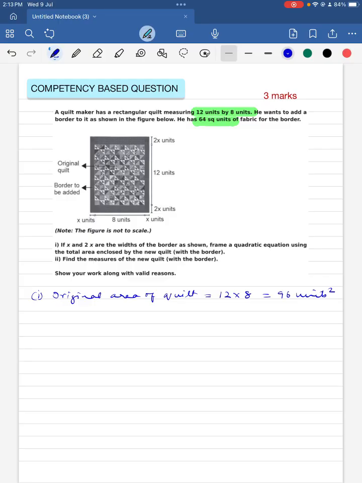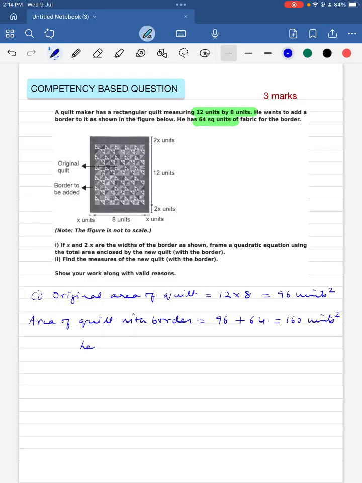So what will be the area of the quilt with the border? Area of quilt with border is going to be equal to the original area, which is 96, plus the extra 64 square units of fabric which he is going to use, and that's equal to 160 units square.